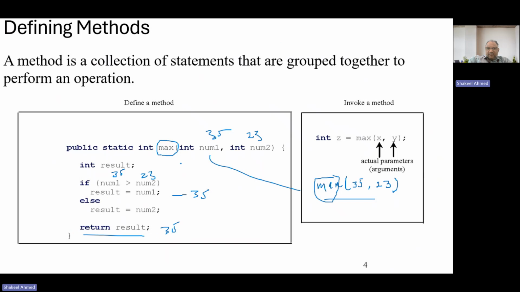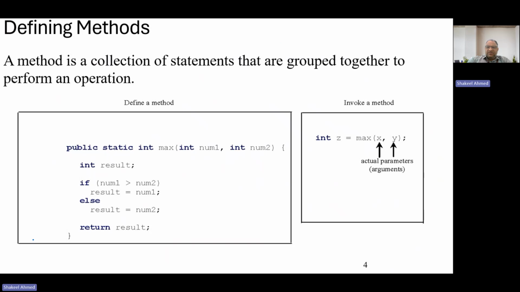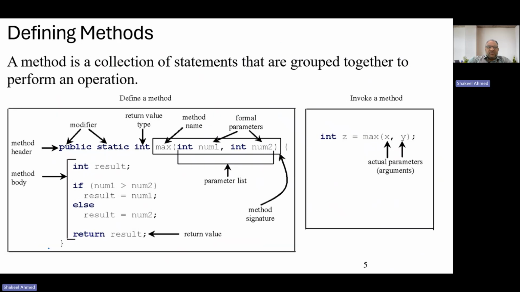So the program will return the value to this integer value, which is 35. And now the program will get 35 as an answer. So the integer value is going to be integer z is equal to 35. So that way you can directly get the value passed on from maximum to different programs and different set of values. So that's how the program will be continued for different methods with different values.